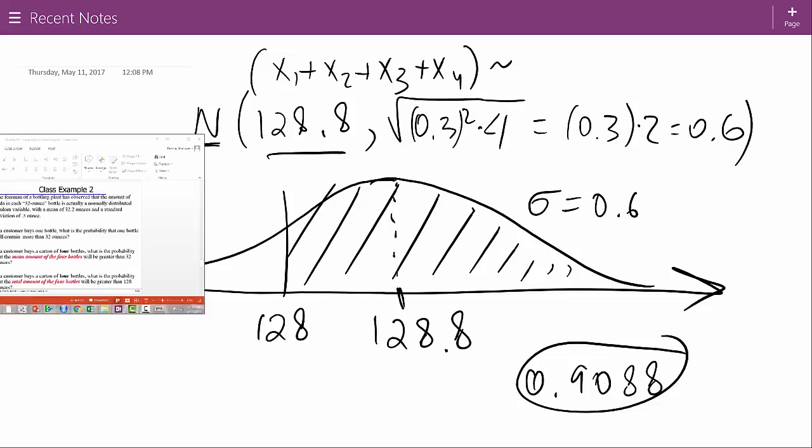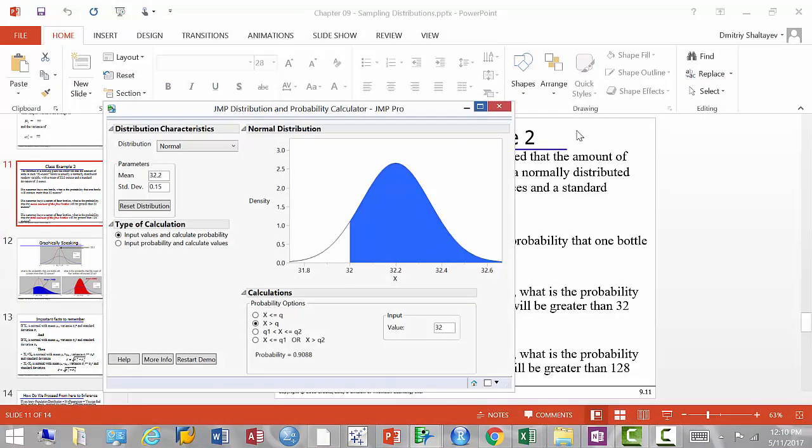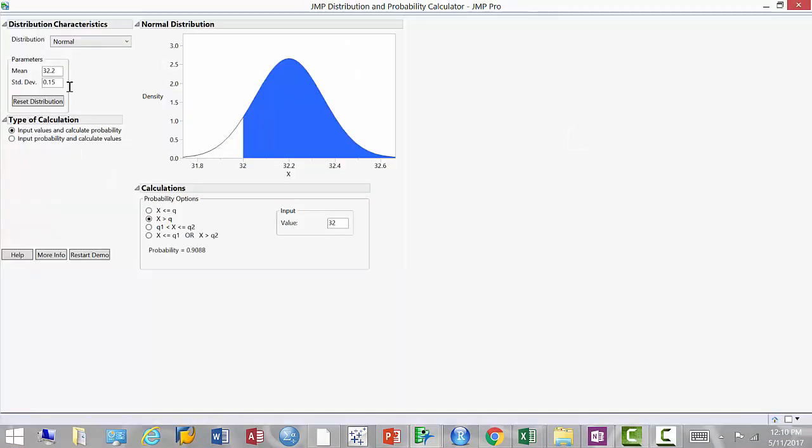All right, let's go back to JMP. And in JMP, I'm going to change my settings. First of all, the mean now for the 4 bottles is not 32.2, it's 128.8. And the standard deviation for that monster is 0.6, we know. And we're looking for the probability of x greater than 128. There you go. 0.9088. Thank God it's the same number. So I was not lying, apparently.